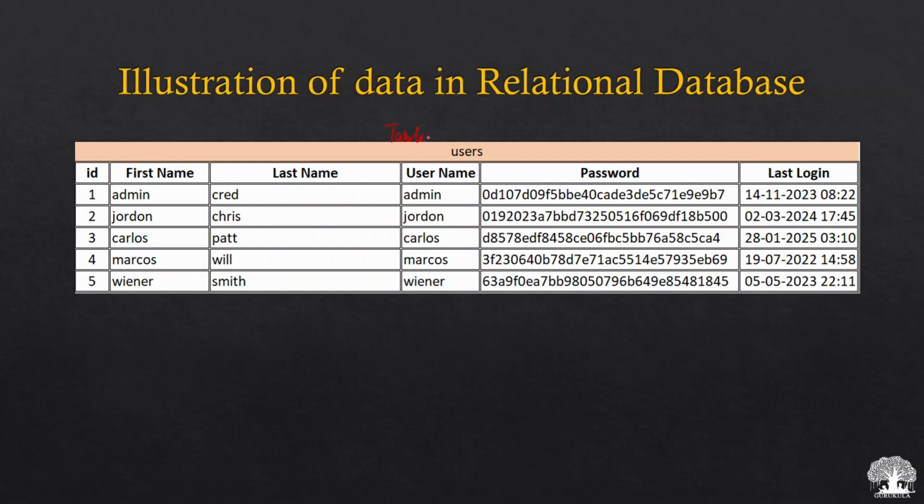A particular database may have multiple tables, and each table is identified by its name. Here users is the table name. Each table may have any number of columns to store the information. Here it has 6 columns: ID, first name, last name, username, password, and then last login, which contain all this information in the form of a table. So this is a typical example of how a relational database stores information. We can have one more example.